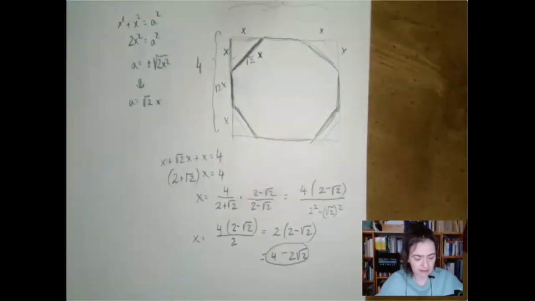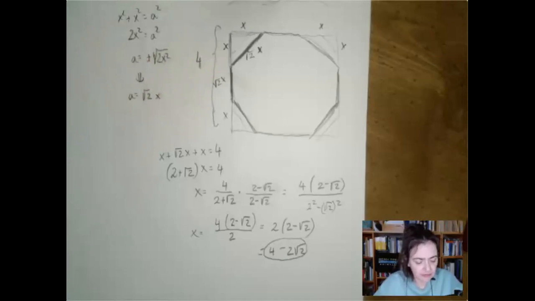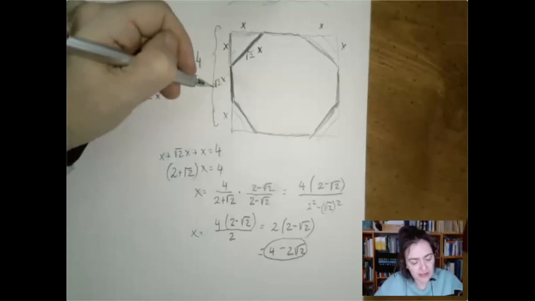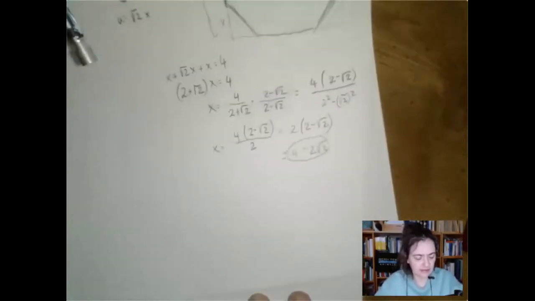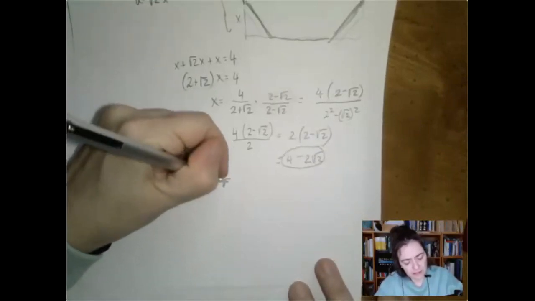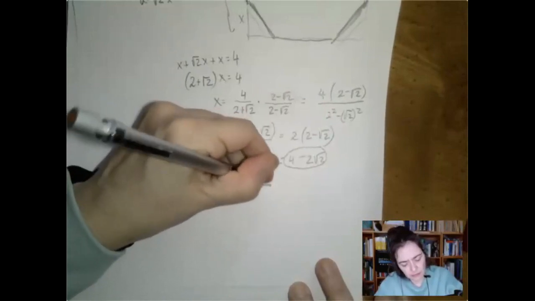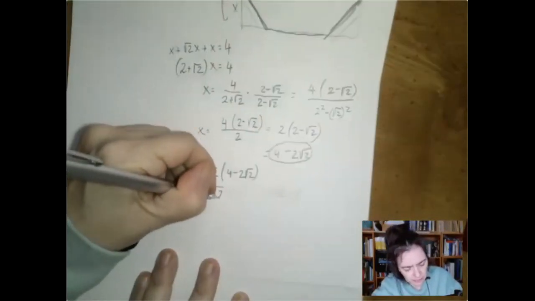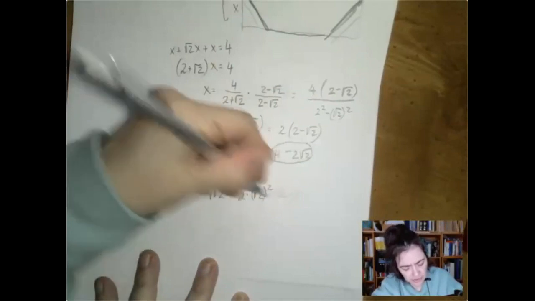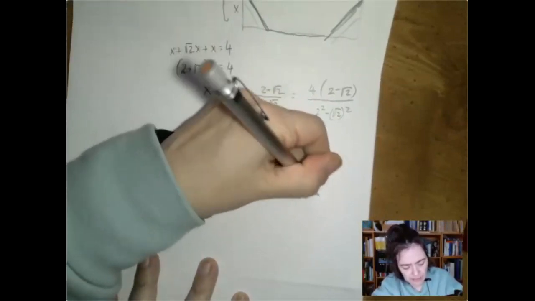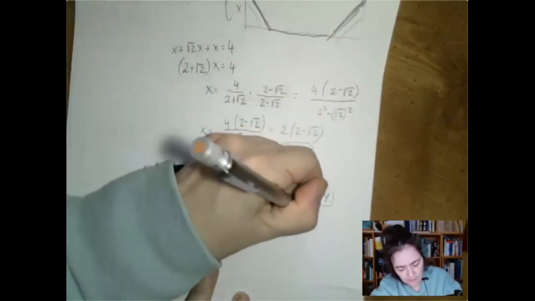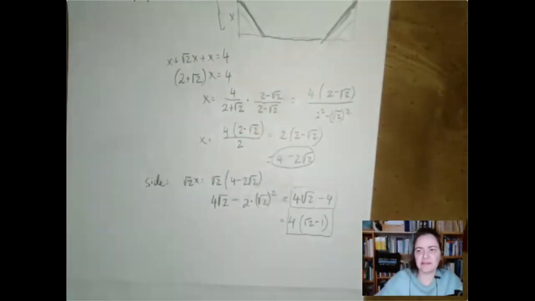Now that's x. However, that is not what they're asking for. What they're asking for is how long is the side of the octagon, and that's not x, but square root of 2 times x. So the side is square root of 2x. That's square root of 2 times 4 minus 2 root 2, and that is 4 times square root of 2 minus 2 times square root of 2 squared, which is 2. So we have 4 root 2 minus 4, or 4 times square root of 2 minus 1. Either form is perfectly fine as final answer.